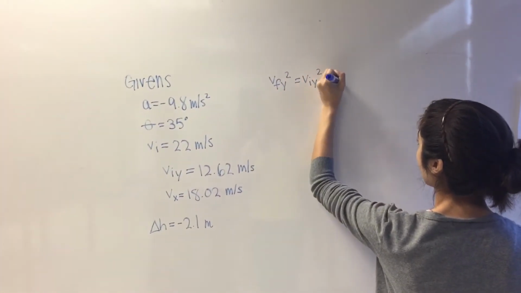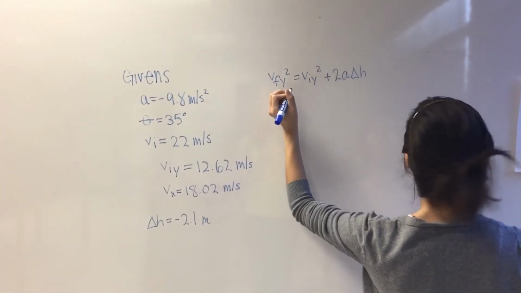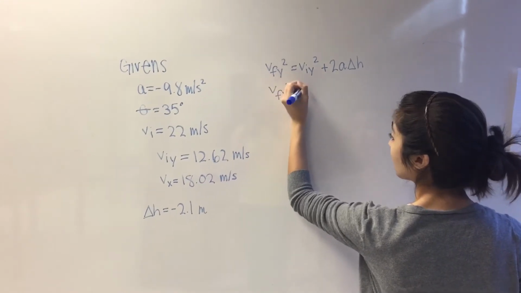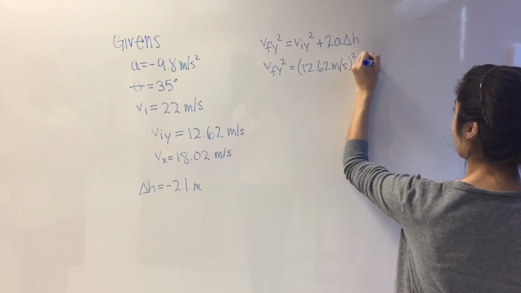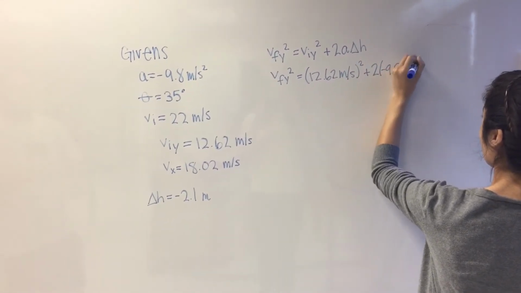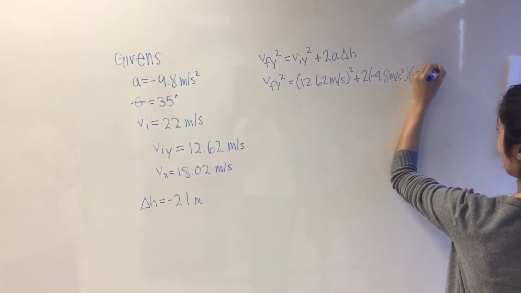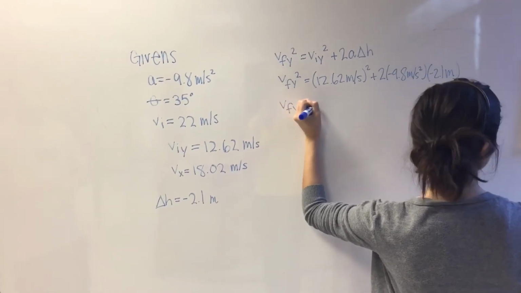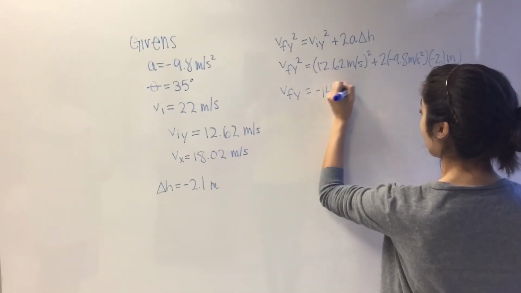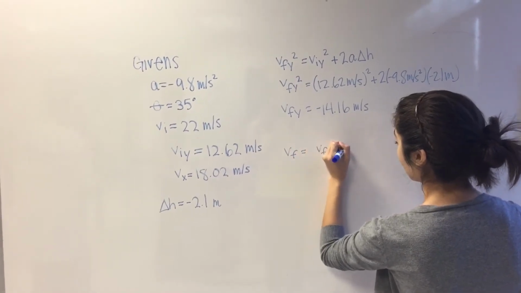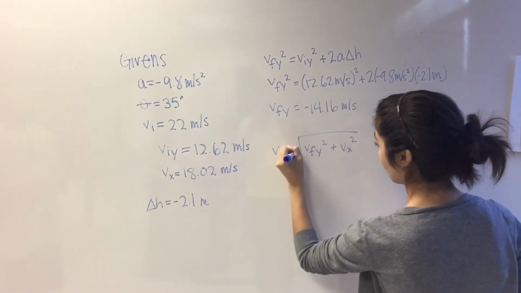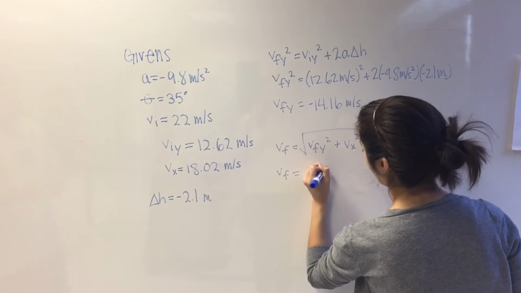Now that you have the initial velocity in each direction, you can begin to solve for the final velocity. We'll leave the x component alone for now because velocity in the x direction remains constant. Looking at our givens, the best kinematic equation to use is VFy squared equals VIY squared plus 2AH. Write out the equation, plug in your givens, and solve for VFy. You should get negative 14.16 meters per second.